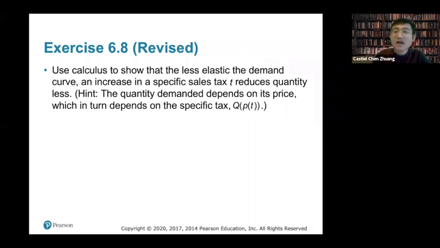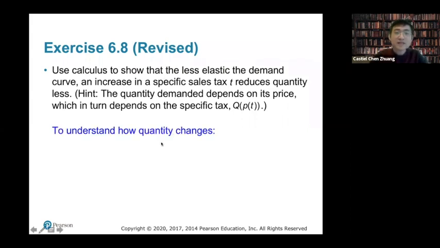Okay, so now what's quantity? Quantity is a function of P, right? And here you should also know that the price will be affected by the tax. So now P is a function of the tax T. So really, this quantity is a function of a function. When you want to see the effect of the tax on the quantity, you have to use the chain rule. So that's the key.